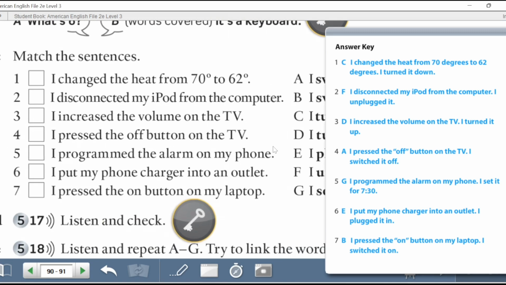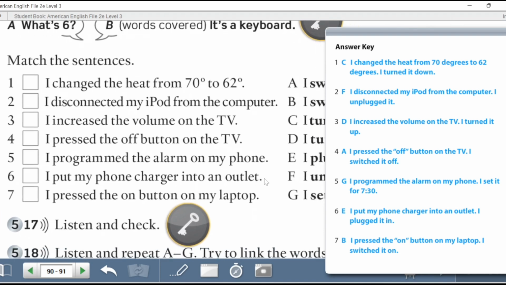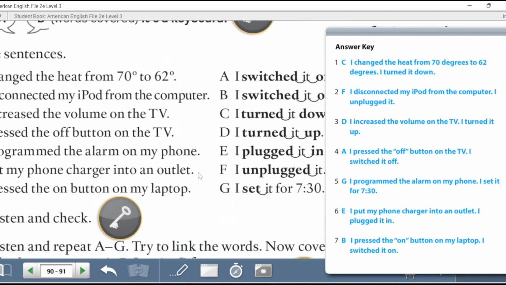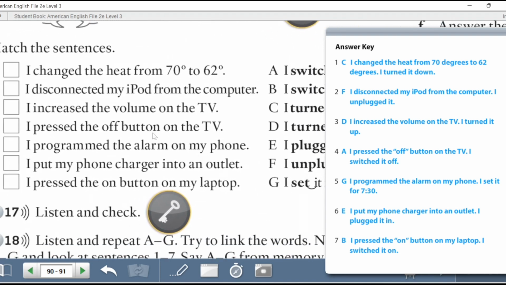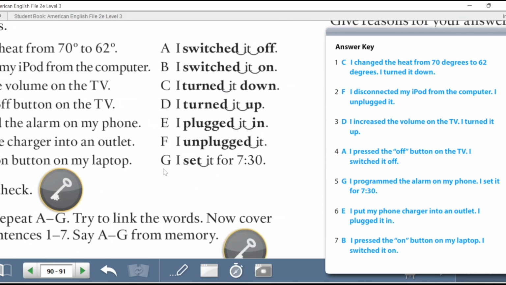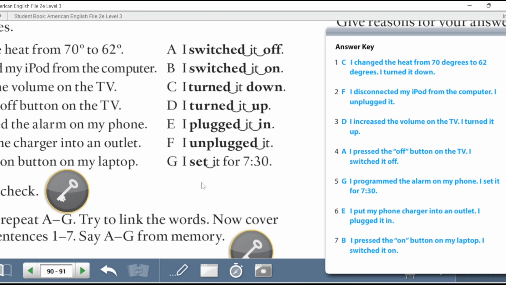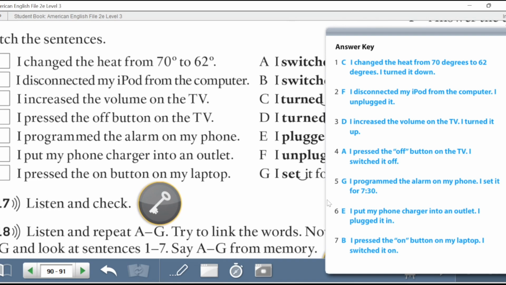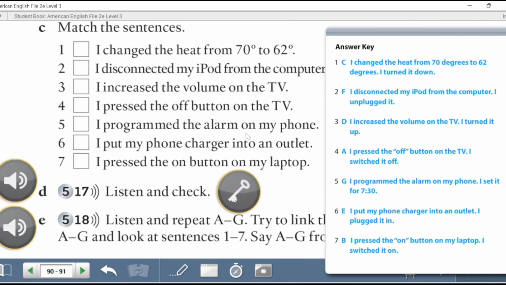خب Number 5, I programmed alarm on my phone یا on my cell phone. I programmed the alarm. پس میگه که ست کرده، آلارمش رو ست کرده. Program the alarm on my phone. خودتون قبل از اینکه اینجا رو نگاه بکنی خودتون حدس بزنین چی میتونه باشه جوابش. اینجا گفته I set it for 7:30 part G. I programmed the alarm on my phone or I set it for 7:30. یا I set the alarm for something. Set it.